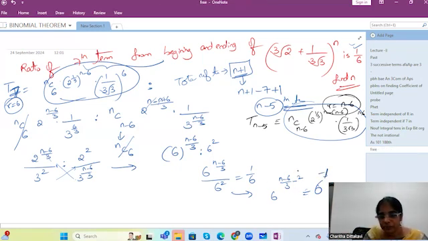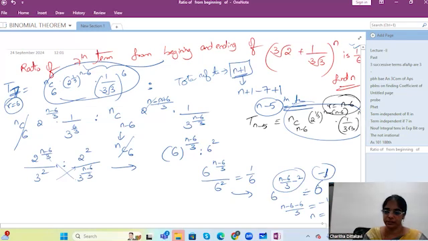Now equate your powers, that's it. So (n minus 6) by 3 minus 2 is minus 1. So n equals how much? This gives n equal to 9, which is your answer. Understand? So if the ratio of the seventh term from the beginning to the ending is given to be 1 by 6, your answer for n is 9.